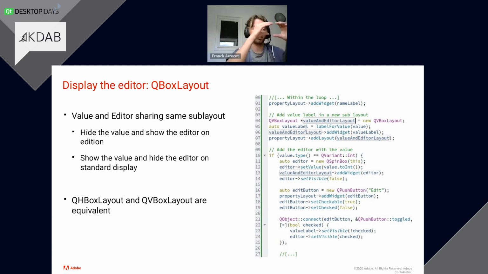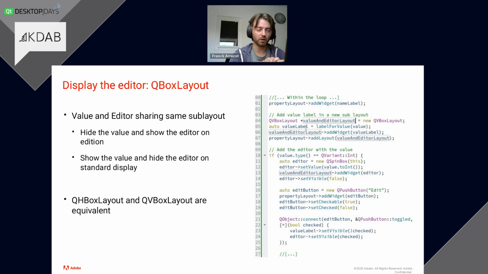Okay, so again, we have our HBox layout, our property layout. First element is a name label. Second is a sub layout, and this sub layout so far is filled with only one value label. If we arrive in this if statement, we see that we are creating a Spinbox. That's the editor we needed. We set the right value into it, and then we put that into the value and editor layout, which is our sub layout. Okay. By default, it will not be visible.